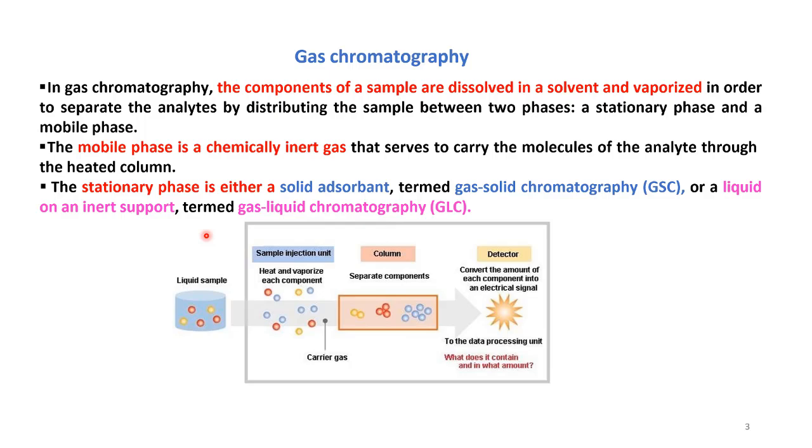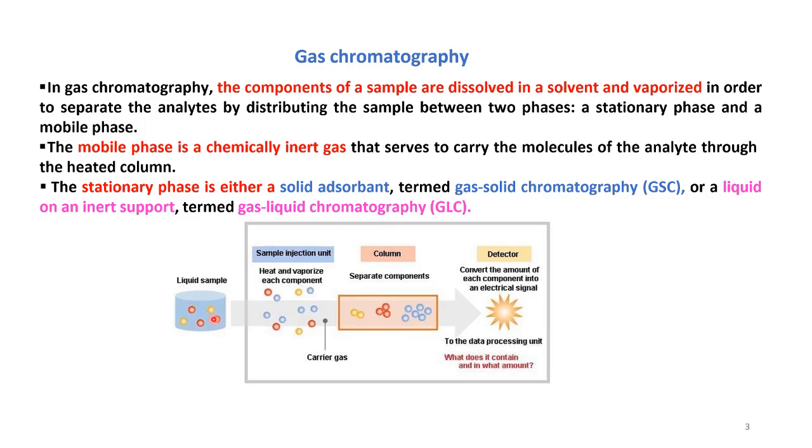The mobile phase is a chemically inert gas that serves to carry the analyte molecules through the heated column. So here we use a heated column, and the stationary phase is either a solid adsorbent, termed gas-solid chromatography (GSC), or a liquid on an inert support, which is called gas-liquid chromatography (GLC). So depending upon the stationary phase, there are solid as well as liquid chromatography techniques.